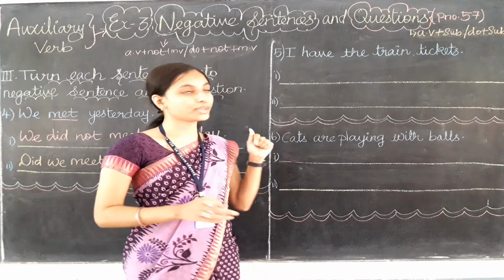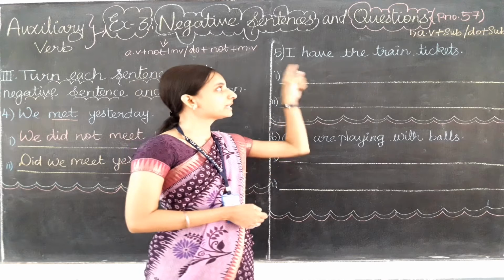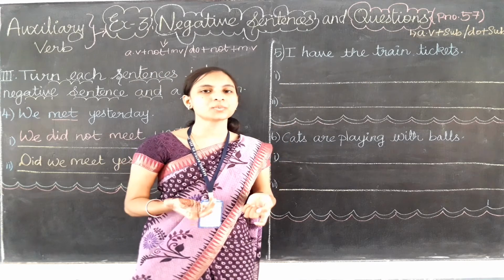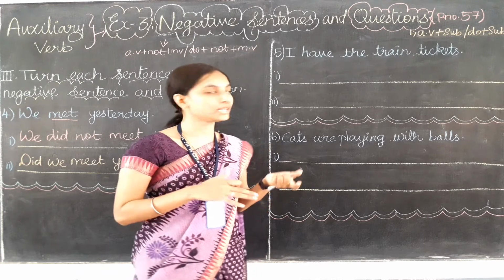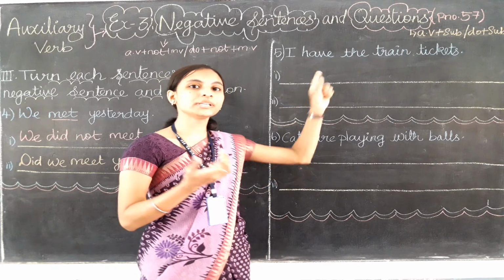Let's do the fifth one. Okay, I have the train tickets. I have the train ticket. It means what? Enkita train tickets irukku. Train tickets na vechirukku. Okay, this is the meaning. Okay, now let's make it into a negative sentence.